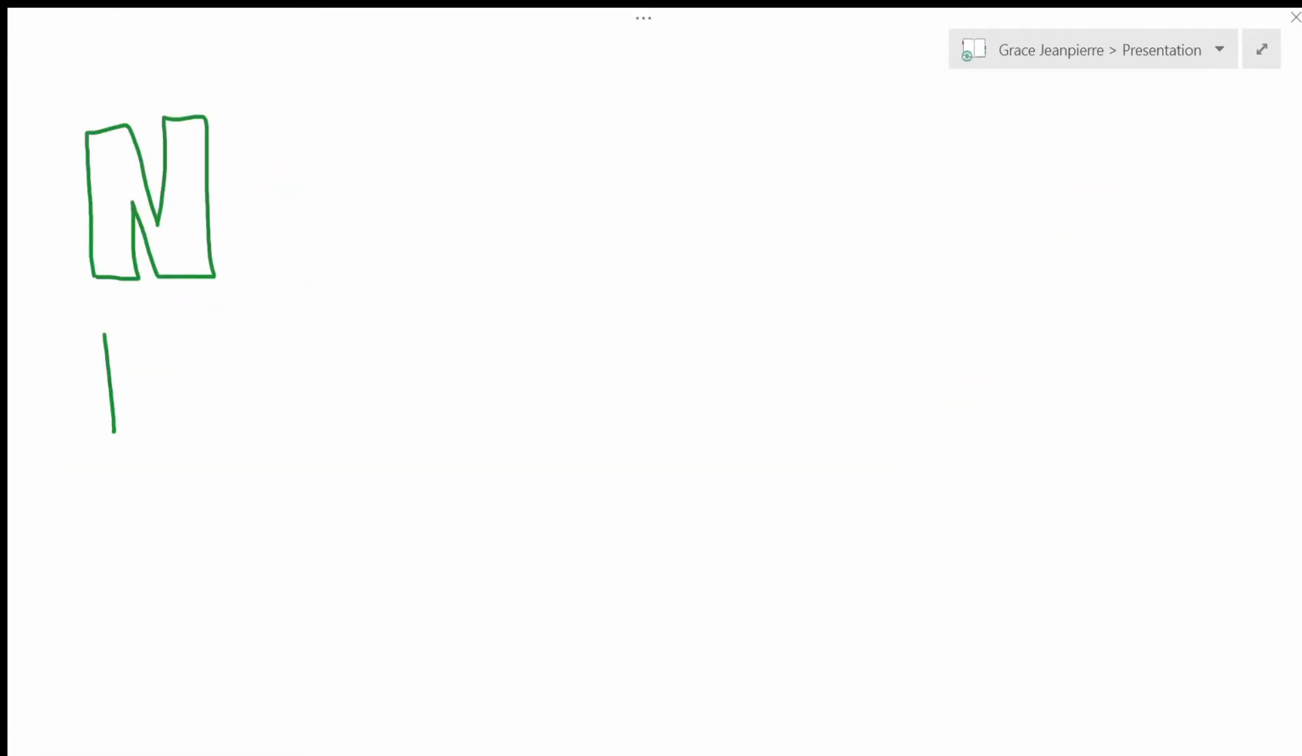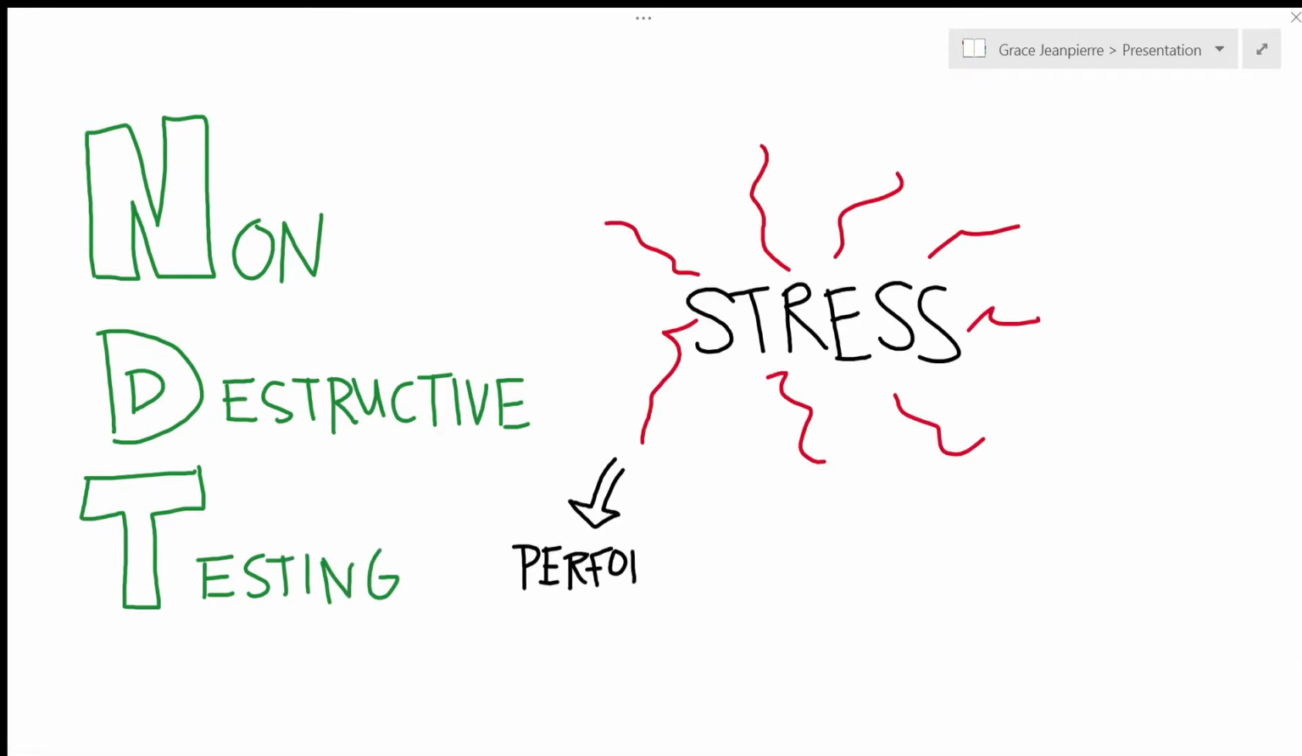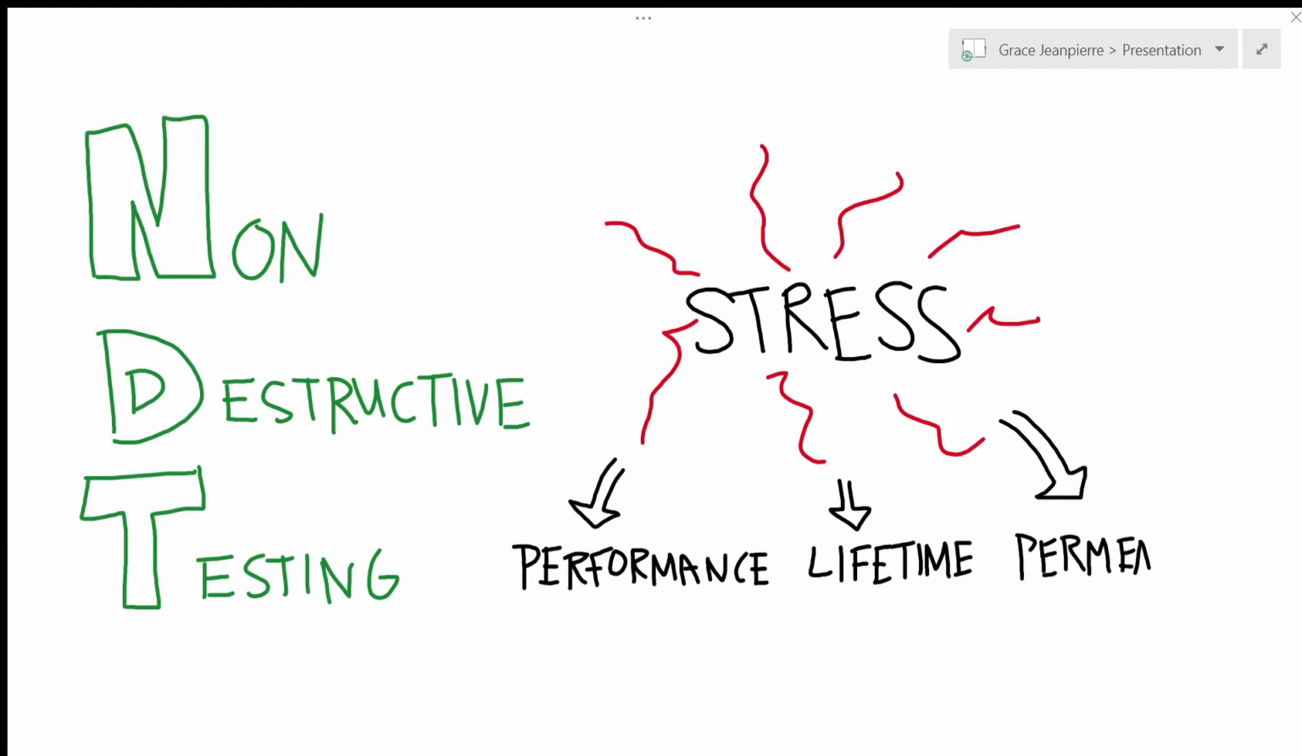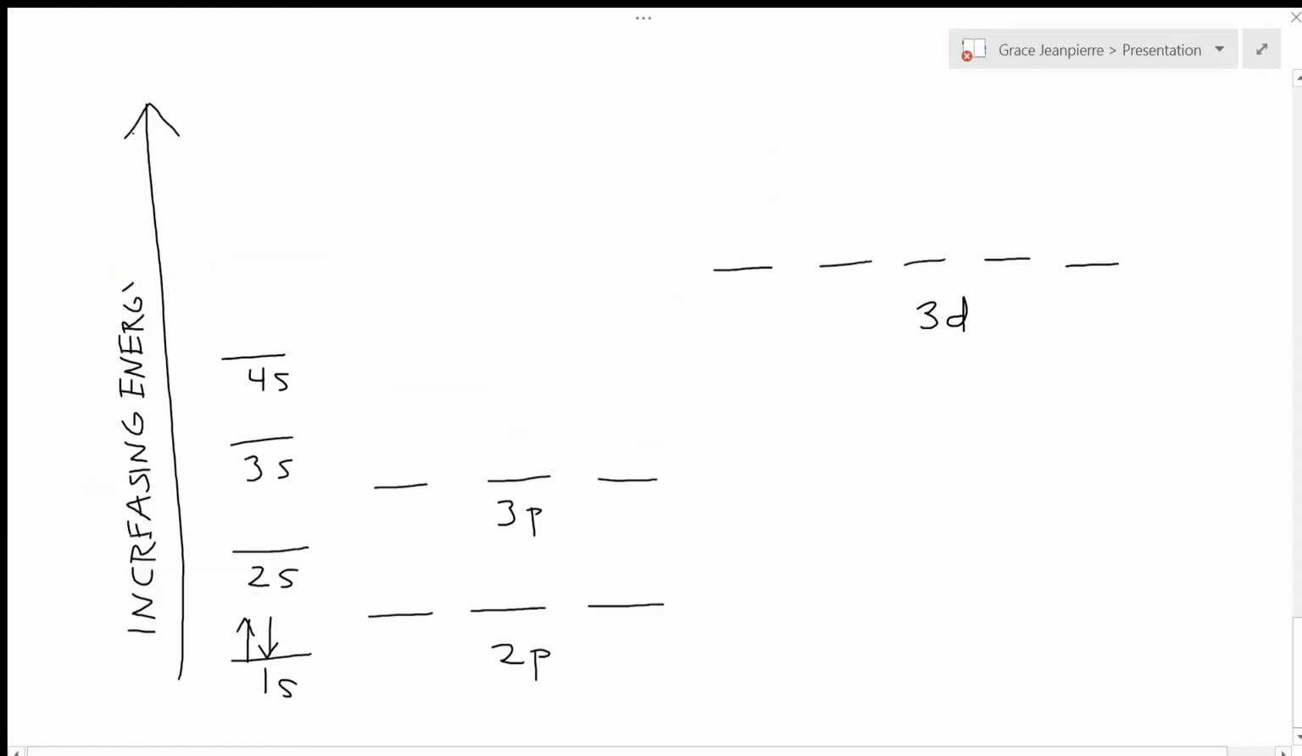Non-destructive testing is a technique used to determine the pipeline's integrity by measuring changes in magnetic flux, and is a reliable and safe way to determine pipe abnormalities. Stress not only affects the performance of pipes, but determines lifetime and has a great effect on the magnetic permeability of ferromagnetic materials. Take iron, for example.